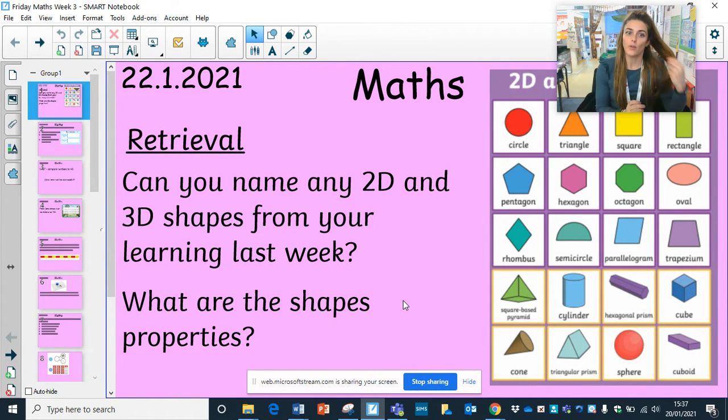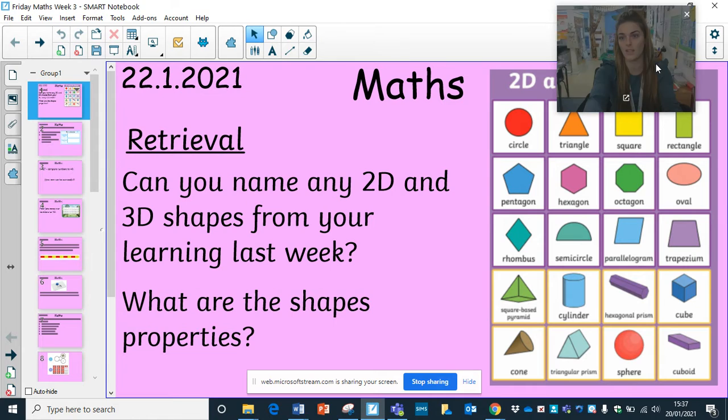So, your retrieval today, again, a recap of learning that you have already done at school with us. Can you name any 2D and 3D shapes from your learning, not last week, but from a couple of weeks ago? What are the shapes, and what are their properties? What makes a square a square? What makes a cylinder a cylinder? Think about the sides, the corners, the edges, the vertices, the faces, and how many there are as well. So if you can explore that, take your time, pause, and then use the image I've attached to support you.